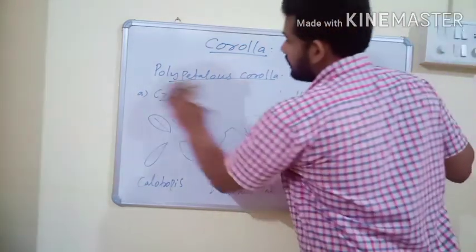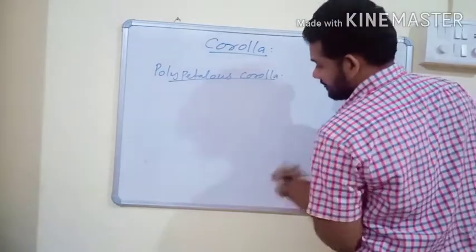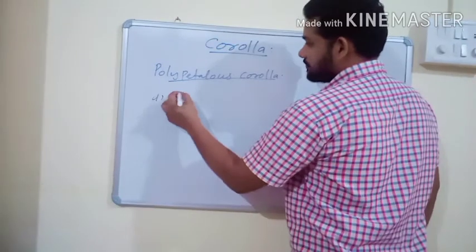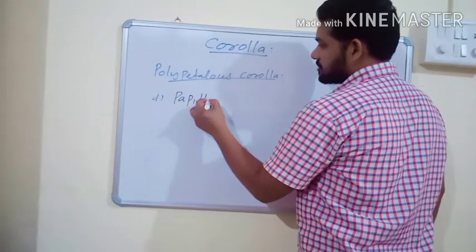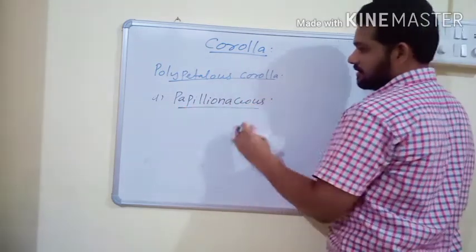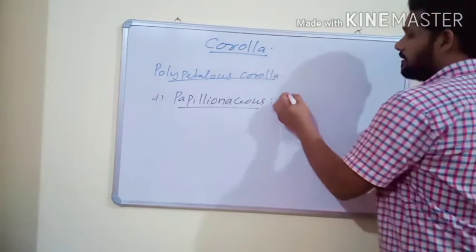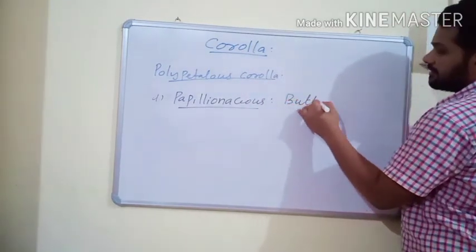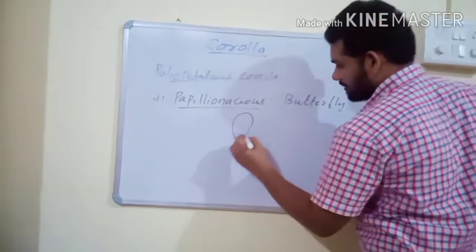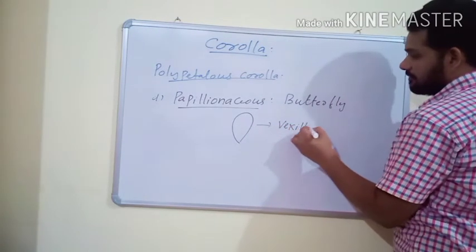And one more polypetalous corolla is papilionaceous corolla, and the family Fabaceae is characterized by papilionaceous corolla. In papilionaceous corolla there are 5 free petals, and all the 5 free petals are arranged like a butterfly. And in this type of corolla there is a large standard petal. This is called the standard petal, or it is also called vexillum.